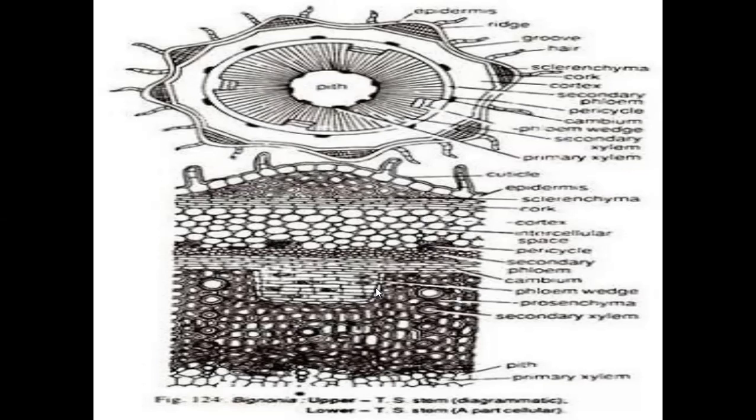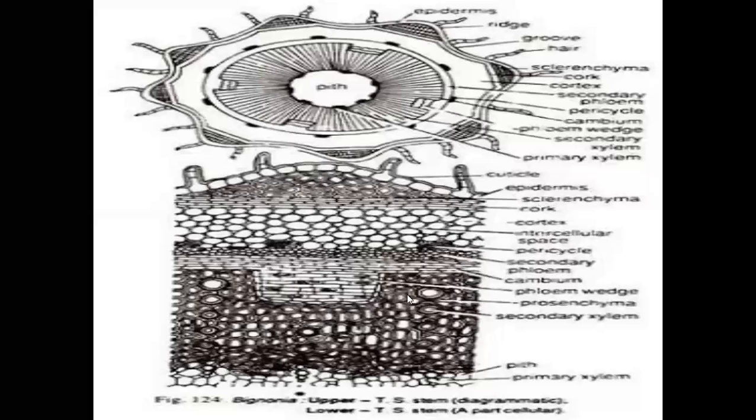Outside of these phloem furrows, prosenchyma is present. The prosenchyma tissues are enlarged in size. They are present in the secondary xylem. So this is the abnormal secondary growth of the Bignonia shoot TS.